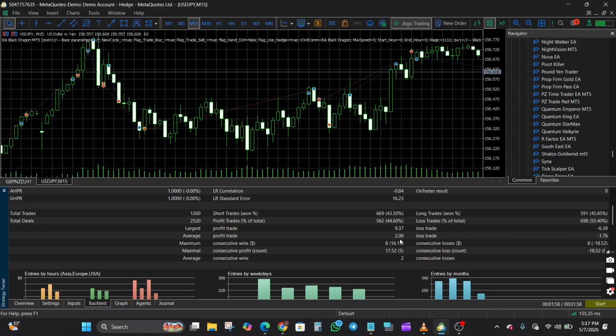The average profit is just $2. The average loss is negative 1.76. So that tells me that the risk to reward ratio is not far from 1:1. The largest profit trade is $9.37, and the largest losing trade is $6.39.